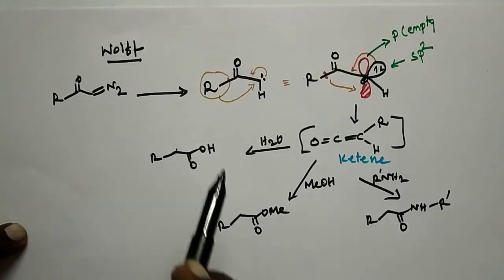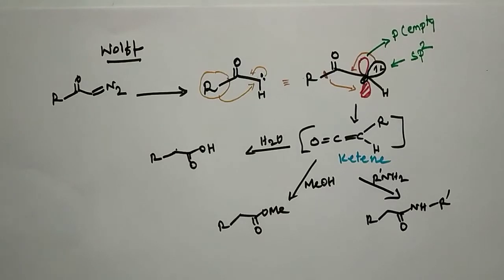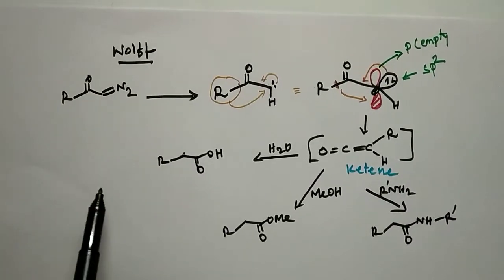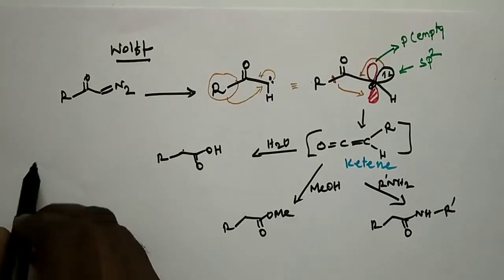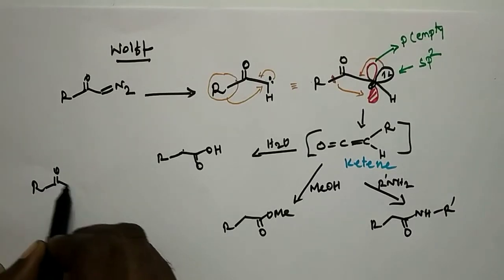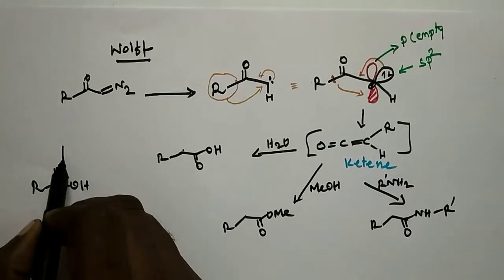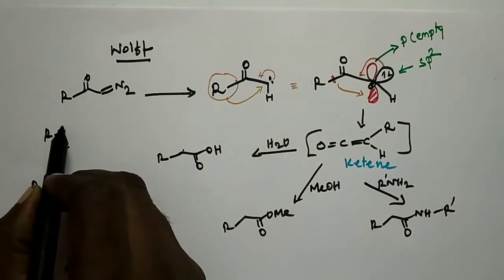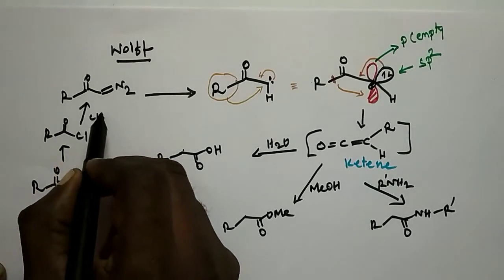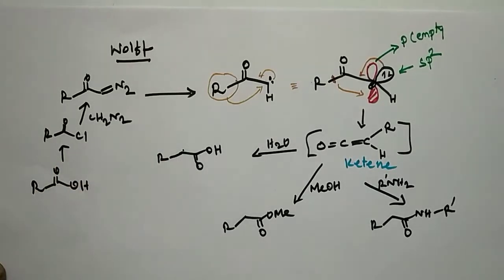This is Wolff rearrangement. The real application of Wolff rearrangement is the conversion of ketene into various products. And how can I get this diazo compound? Let me take an acid. I can convert this acid into acid halide and treat this with diazomethane.